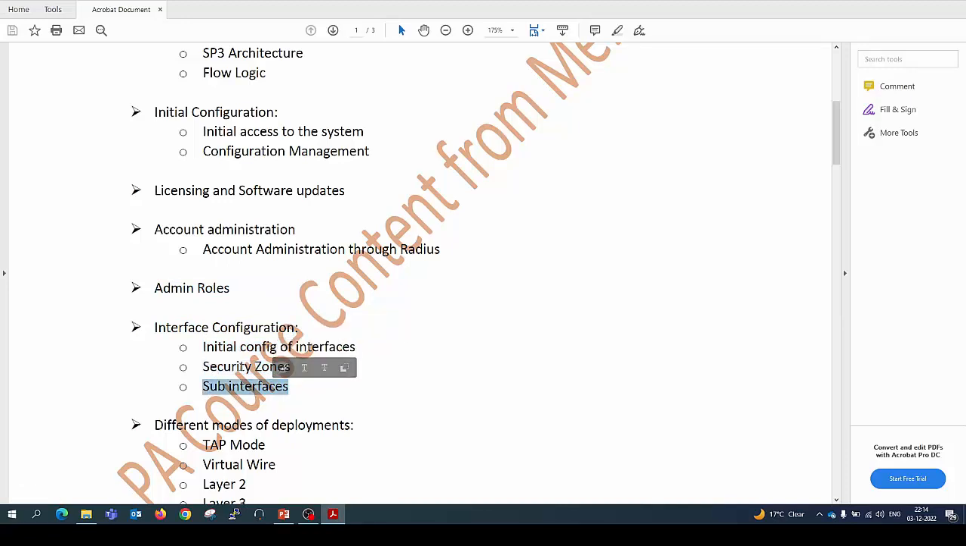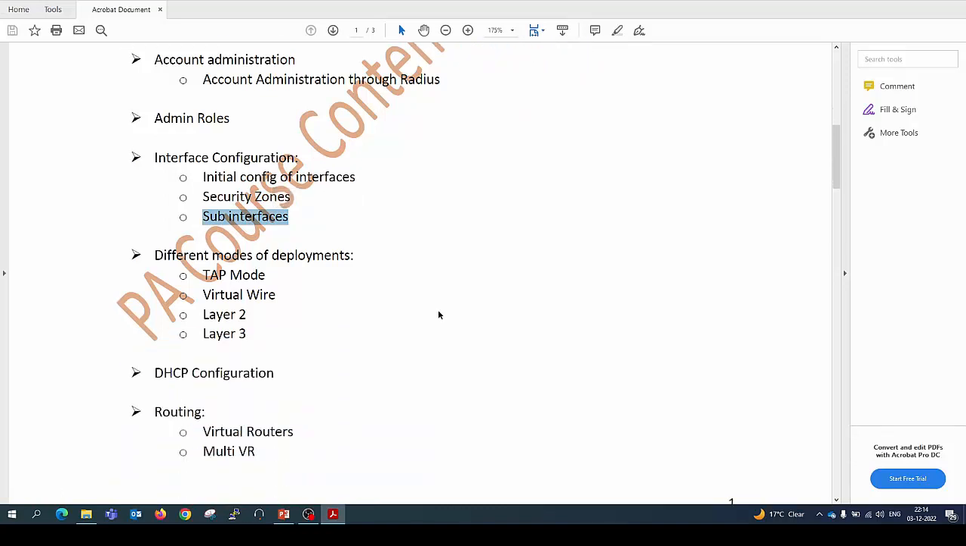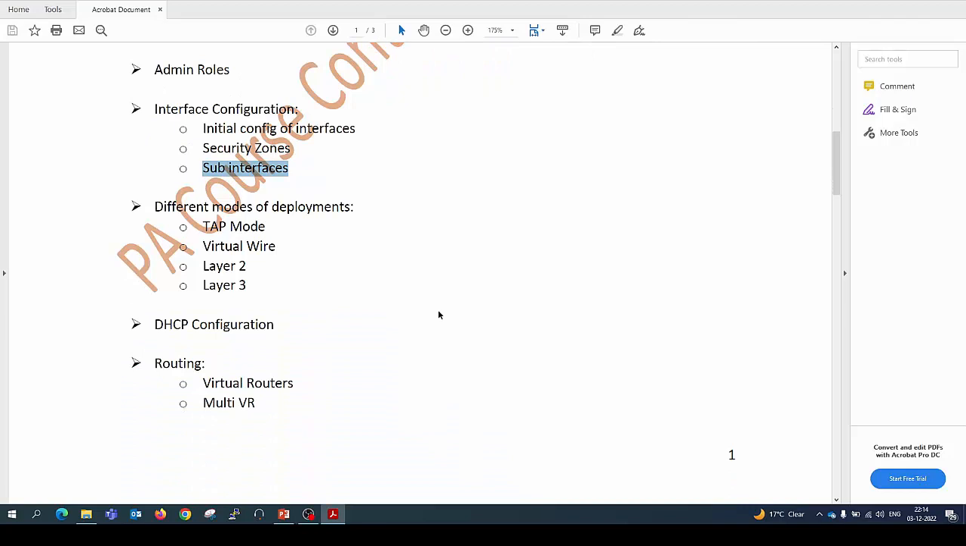Okay, so there are multiple ways through which you can configure a Palo Alto interface. So we'll discuss all the interface types in very detail and what are the use cases of those types of interfaces.